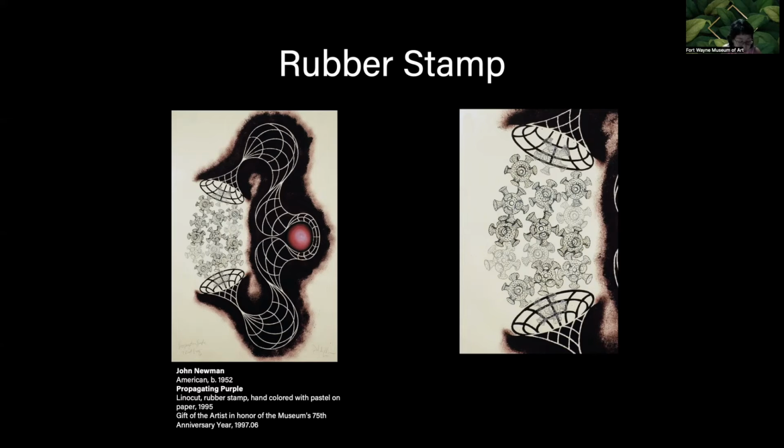In the Fort Wayne Museum of Art's collection, John Newman stamped repeatedly and propagating purple. The 3-dimensional twisting grid pattern is the lino cut, and the tumbling smaller forms are printed from a rubber stamp based on one of his drawings.